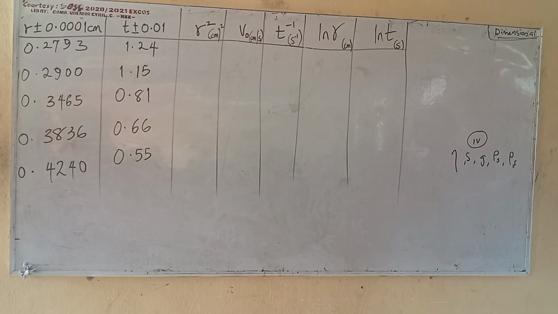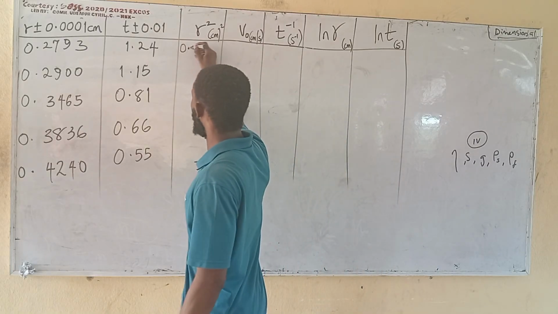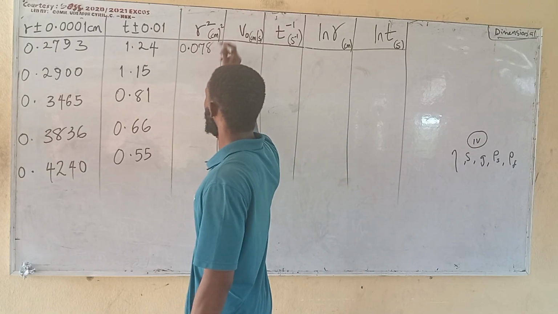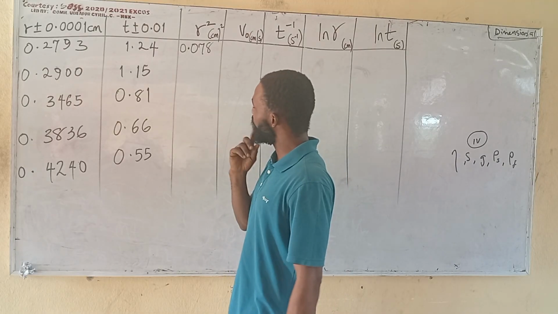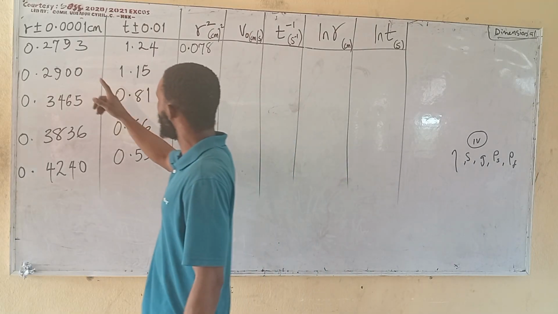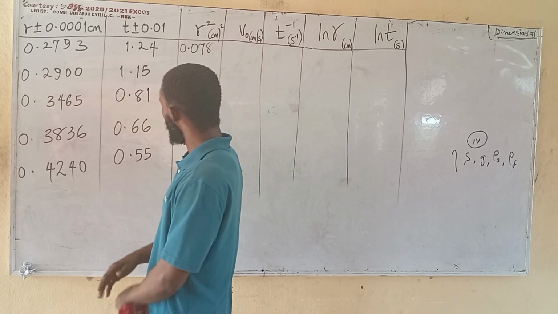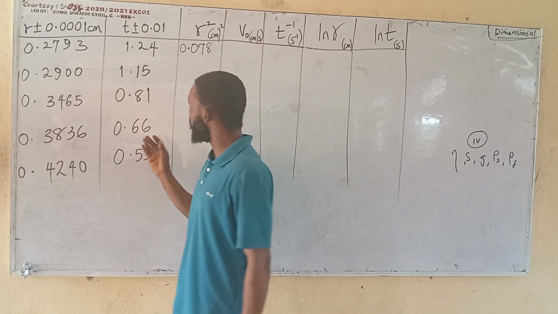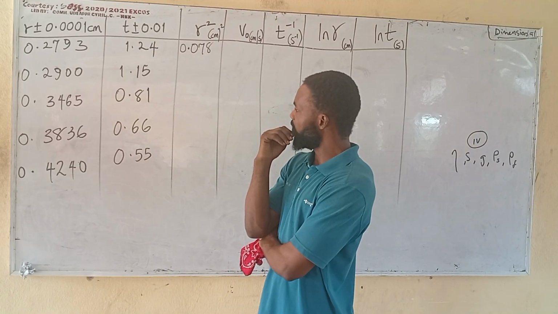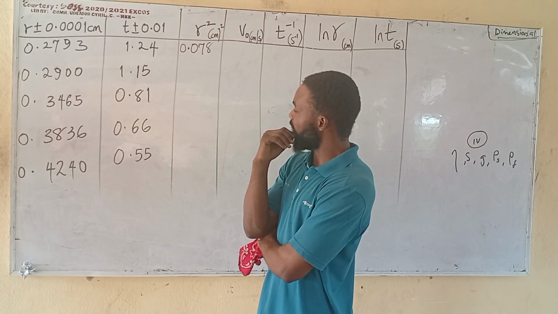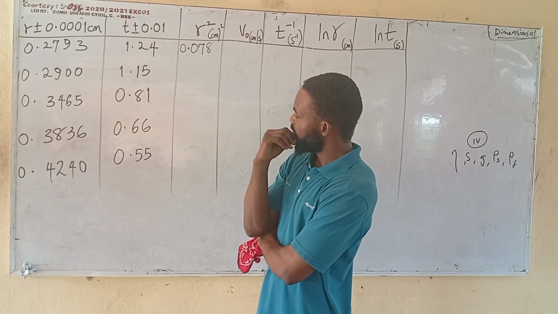0.2793. Square it, what do you have? 0.078. Okay. So those of you watching on Zoom, please check before we use this: in correspondence with the time, which one is the least time here? 0.55. Is it the least time? Yes. Are you sure? Check. Yes, that's the least time.